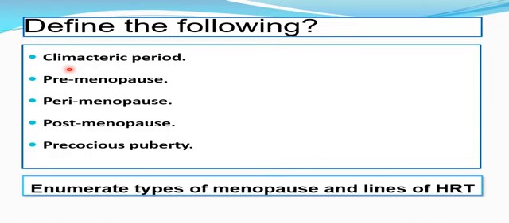Precocious puberty, do you remember? Yes, we know puberty starts from 9 up to 14 years. So precocious puberty means occurrence of puberty before the age of 9 years, 8 years, 7 years, and so on. Could you enumerate the types of menopause? Yes, either normal menopause needing no treatment, normal according to age, or premature menopause, menopausal syndrome, artificial menopause, delayed menopause, induced menopause.